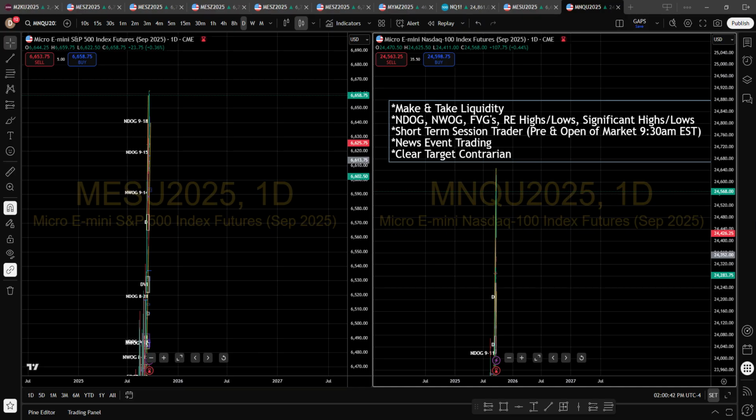So what I believe is, the market the majority of the time is going to either make or take liquidity. So relative equal highs is going to fill in fair value gaps, going to fill in new day, new week opening gaps, that type of thing. So I feel that I'm looking for areas that there's going to be liquidity, and that is going to be a little bit contrarian, so outside of normal retail logic.